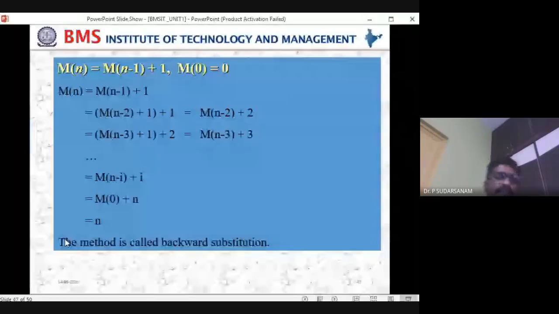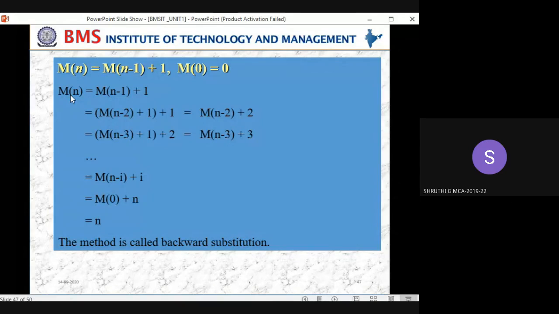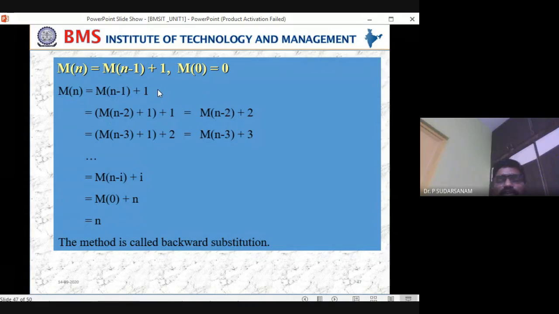Just listen here for one second, all of you. So wherever you have the m of n equation, what is it, Shruti? M of n minus 1 plus 1, sir. Plus 1, no doubt, right? Yes, sir. Now on the right hand side, wherever you have m of n minus 1, you put it in this one. Shruti, can you see my cursor? Yes, sir.